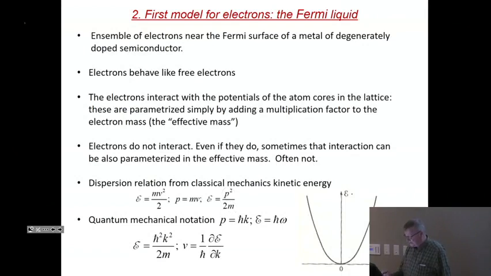And because in quantum mechanics, E becomes ħω and p becomes ħk, E becomes ħ² k² over 2m. That is, p becomes ħk. The velocity then is dE/dk divided by ħ, which actually we can trace back to these equations of motion.